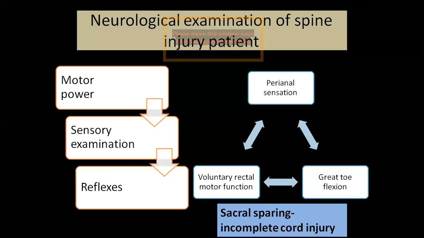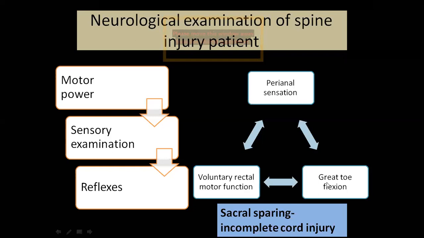So how do you assess for sacral sparing? These are the three things you should see. First is perianal sensation, whether the patient has sensation in the perianal region or not. Second, do a per-rectal examination and assess voluntary rectal motor function, that is, whether voluntary anal contraction is there or not. Third is great toe flexion. Ask the patient to move the great toe alone. These are the sacral root functions. When there is sacral sparing, we call it an incomplete cord injury, and the prognosis is good for these patients.